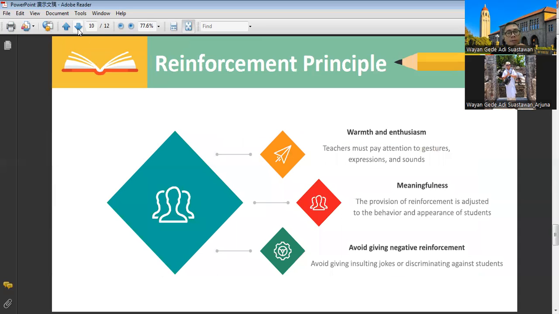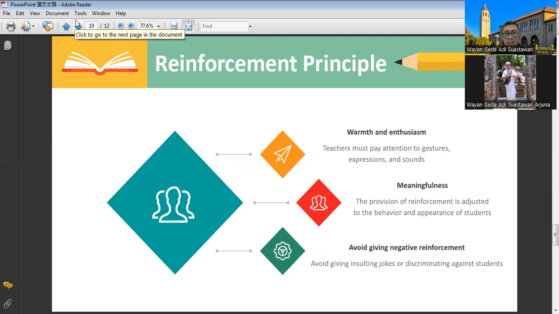Now, what about the reinforcement principles? In general, there are three principles that we have to know in order to give good reinforcement to the students. The first one is warmth and enthusiasm. In this context, the teacher must pay attention to the gestures, expressions, and also the sounds.